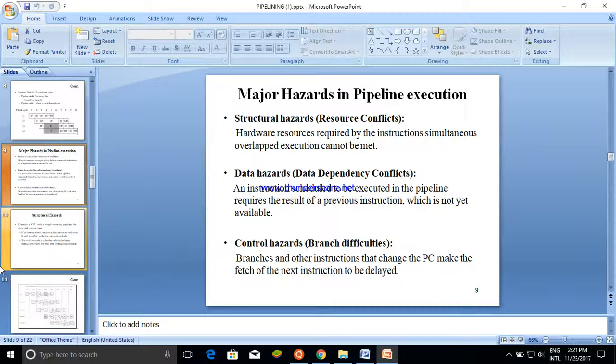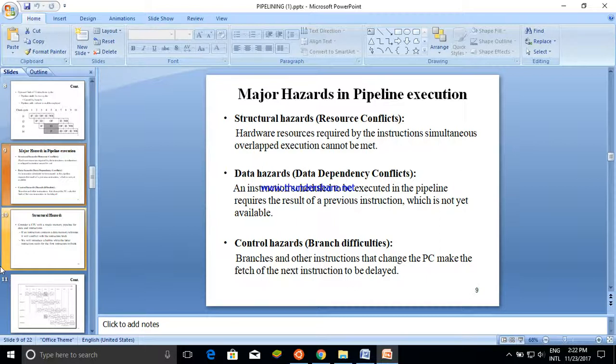Data hazard, secondly, is data dependency conflicts. For example, at a particular clock cycle, suppose one memory is getting dependent on another memory, but the first memory is not getting freed up, so the data gets dependent on the next cycle. So here the conflicts take place and the hazards occur. We have to overcome this by the process of forwarding, which we'll be discussing in the upcoming slide.